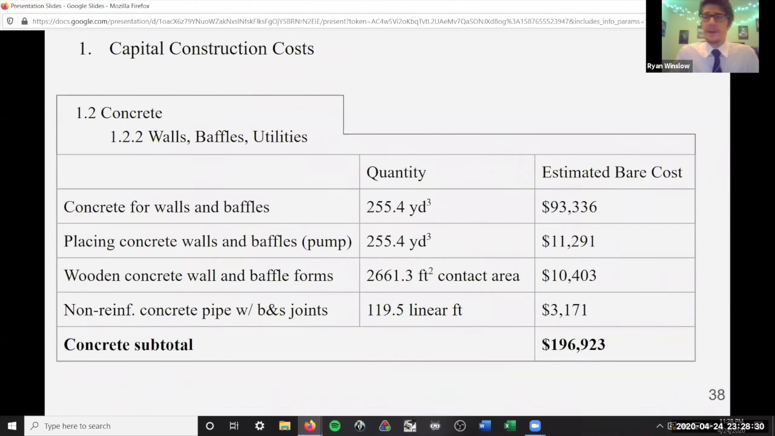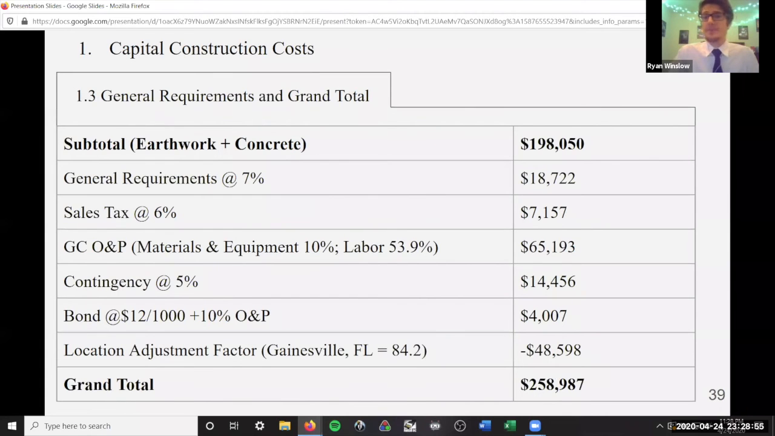Similarly, here are the costs for the concrete walls and baffles, which includes the concrete itself, placement of the concrete via pump, and the wooden concrete wall and baffle forms. Additionally, there is a price for the pipe connections between the UV modules, which is also listed here. In total, the concrete is expected to cost about $197,000, which brings our running subtotal to $198,000.